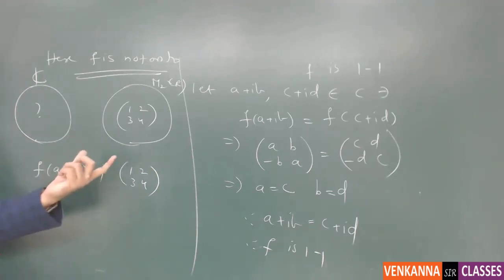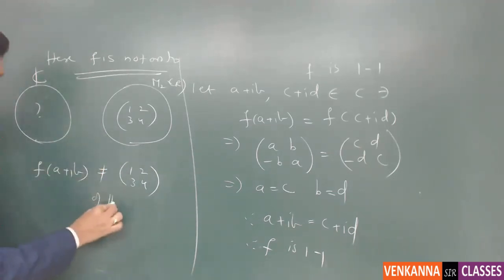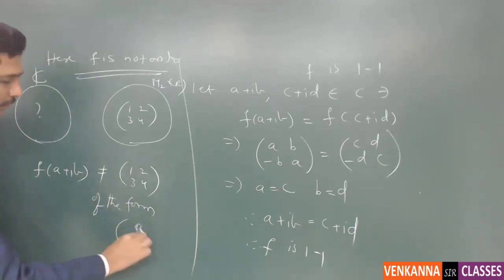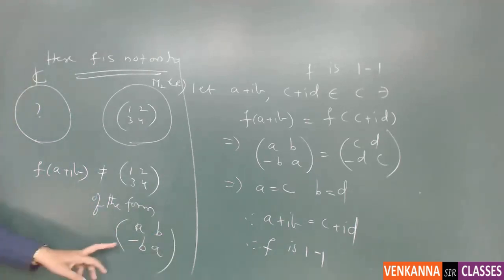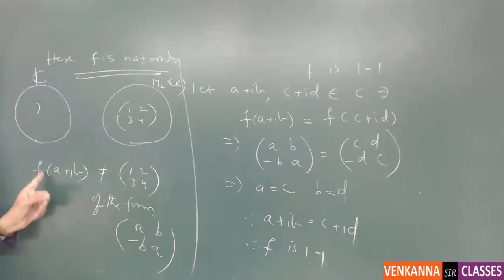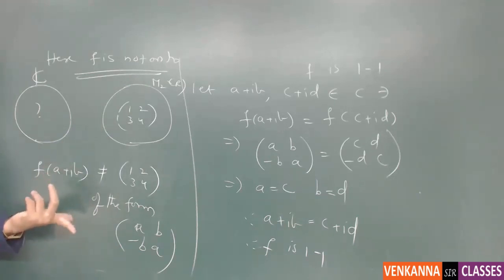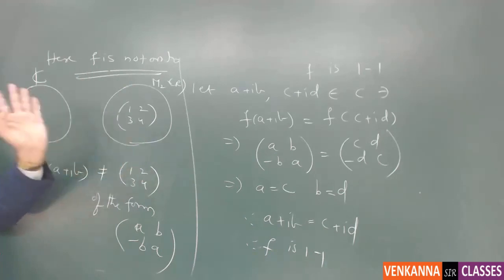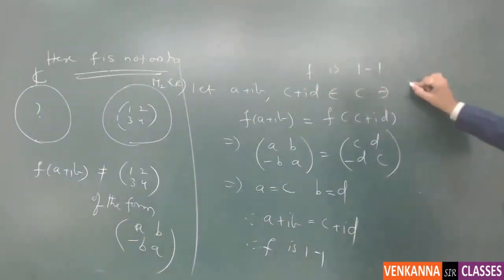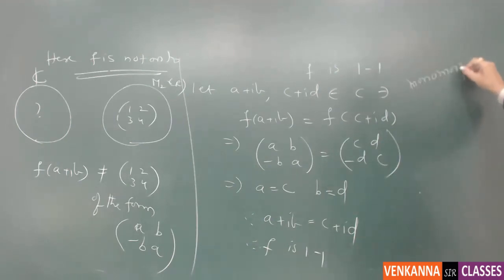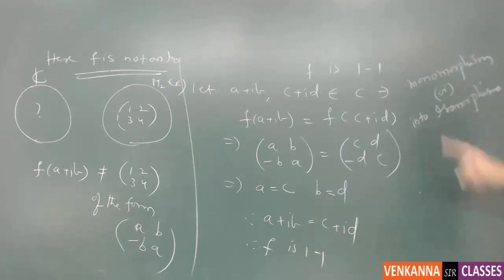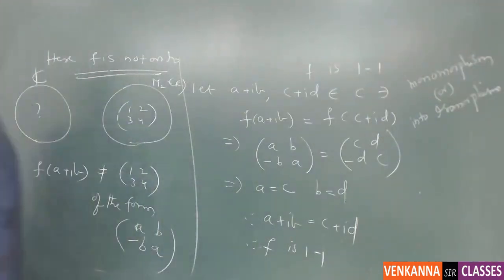So you can have matrices of the form, so for this type of matrices on the right hand side, you can have the complex numbers. But if you take any different matrix on the right hand side, you cannot get a complex number. Therefore, it is not onto, just a 1 1 homomorphism. So this thing we call it as monomorphism or into isomorphism. That was the name of F here.